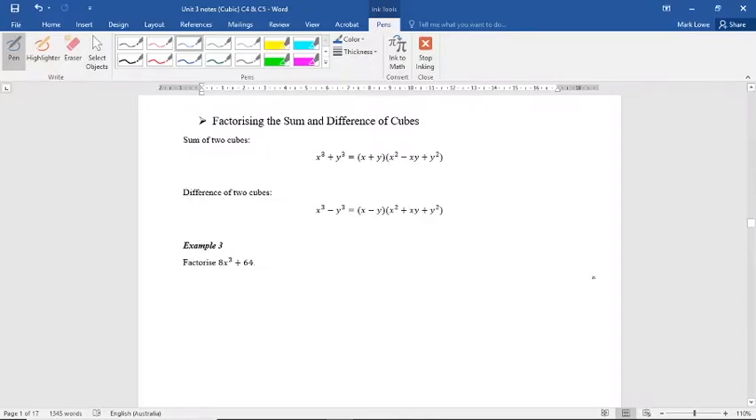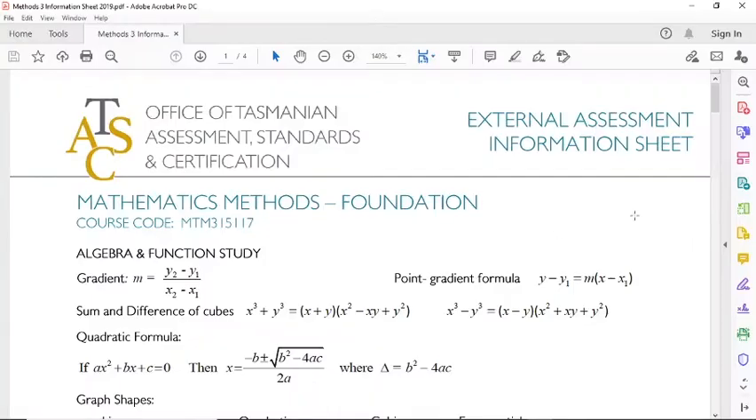Okay, so we've now got factorizing the sum and difference of cubes. All right, so these are like a formula and they're given on your information sheet. Okay, so here's the information sheet, and you can see here the sum and difference of cubes. Here's the sum of two cubes, x cubed plus y cubed, and it factorizes to this expression here. And here's the difference of two cubes, x cubed minus y cubed. Okay, and factorizes to these.